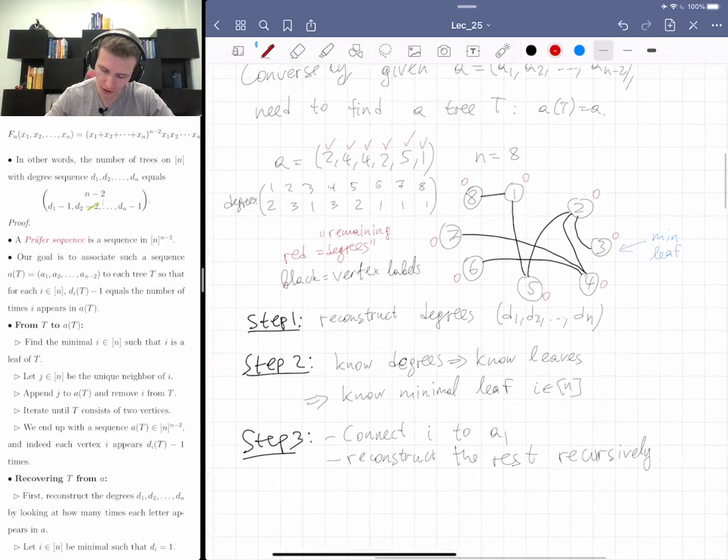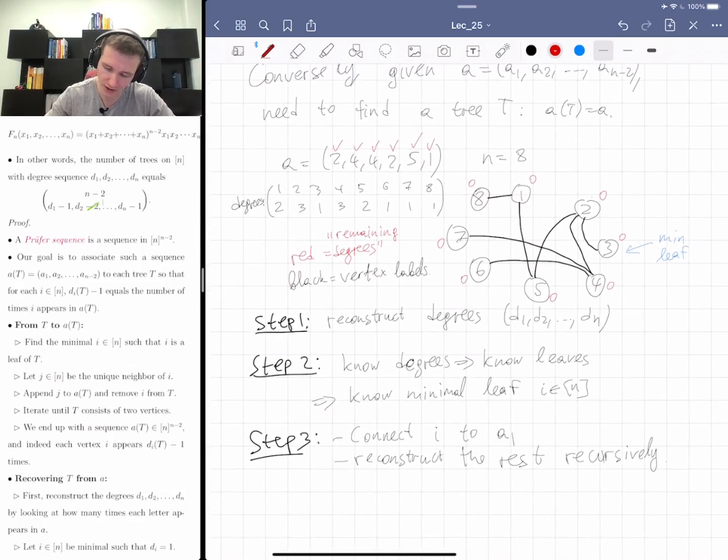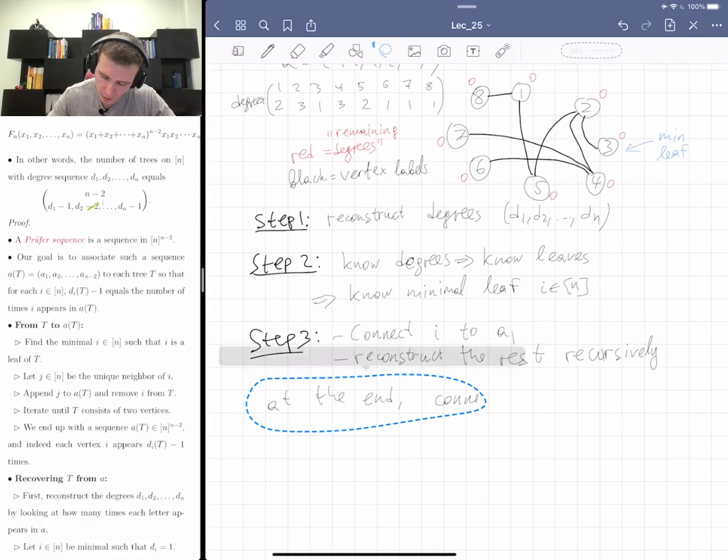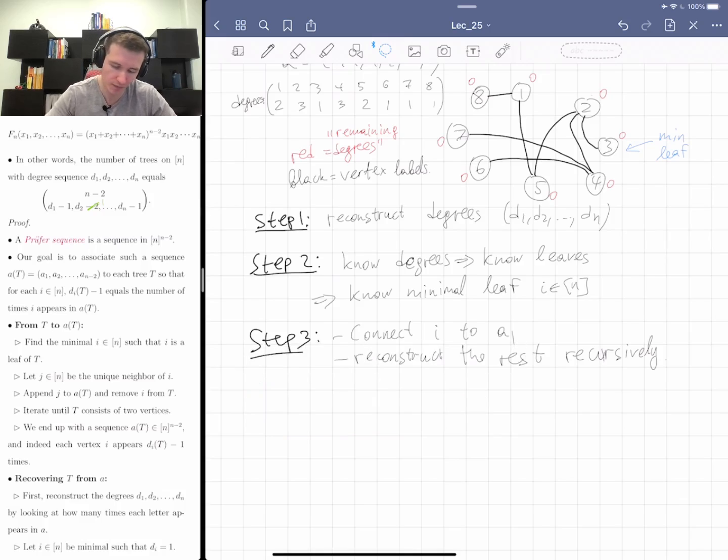So as an exercise, you can take this tree and compute the Prüfer code and make sure that you get back the random sequence that I got from the chat. So at the end, you just proceed recursively, and my way of keeping track of these numbers was a sort of implementation of that recursion in a sense.